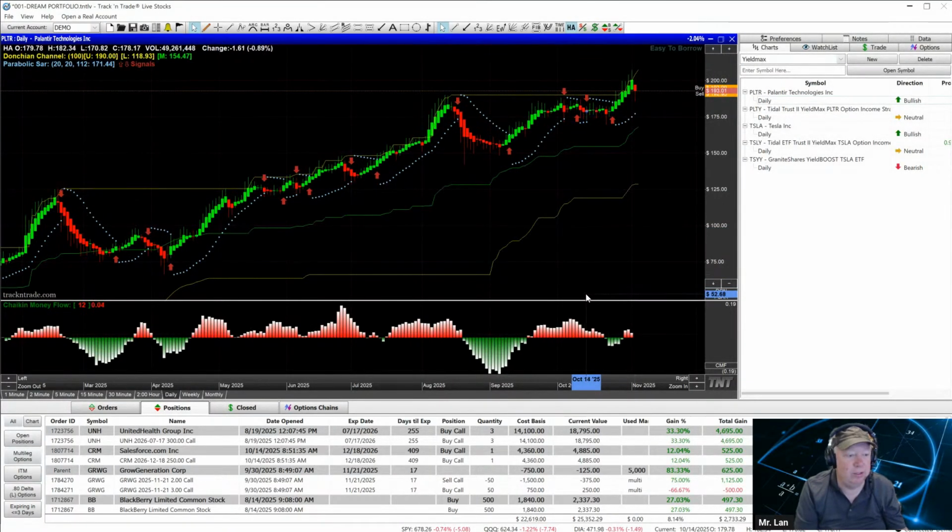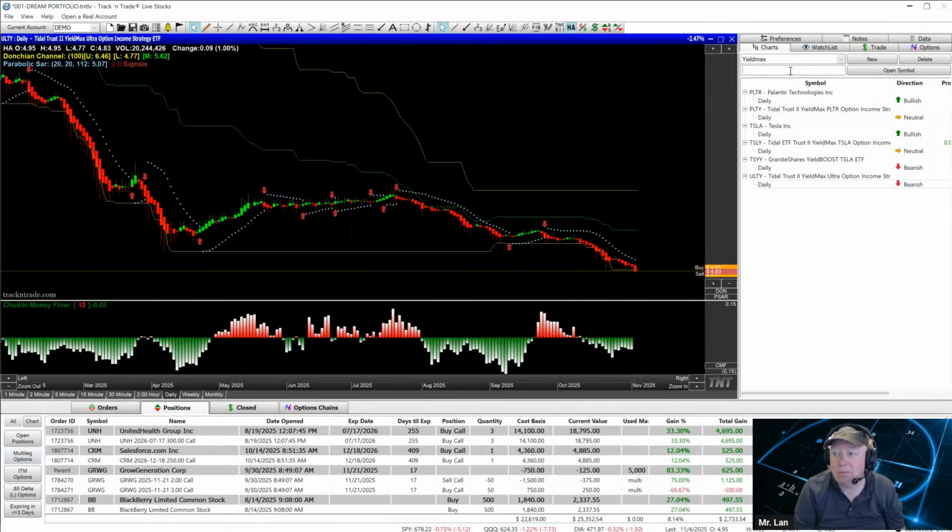4, 5, 6, 7 BS wants to see ULTY. So this is the YieldMax ULTY fund. Now I don't have this one. A lot of people have this one. I'm not a fan. Not that it's bad, I'm just not a fan. I don't have this one, and it's been going down pretty good. It's not doing sideways like I would like to see it.